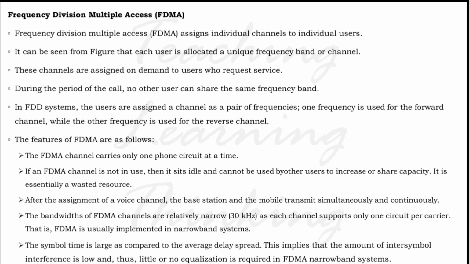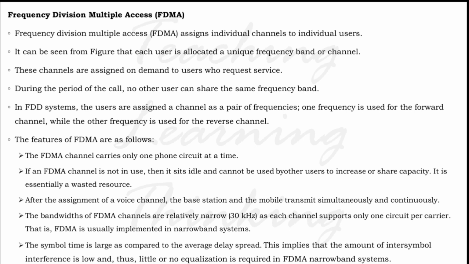In FDD systems, the users are assigned a channel as a pair of frequencies. One frequency is used for the forward channel while the other frequency is used for the reverse channel. I have already discussed this in the previous section. In FDD there is a bidirectional connection, one frequency for forward and another for the reverse channel. Here we have an individual channel for each user. Once a user demands the frequency band, other users cannot access that particular band.